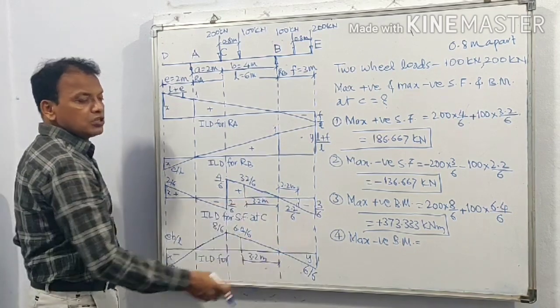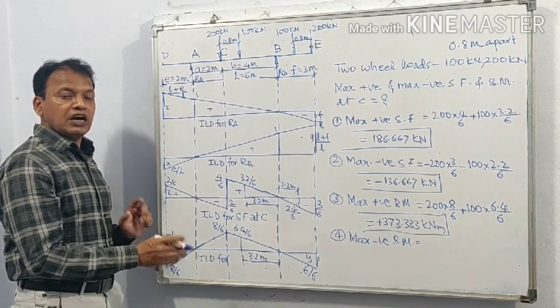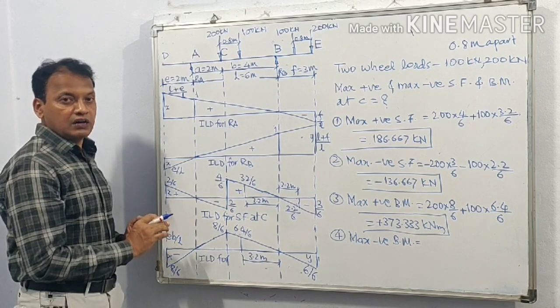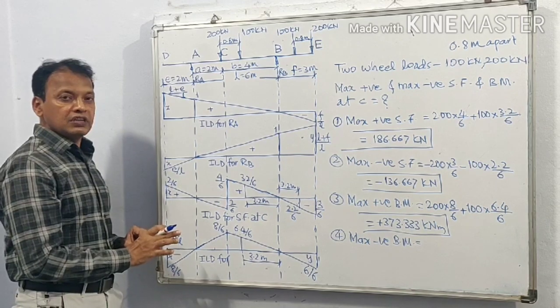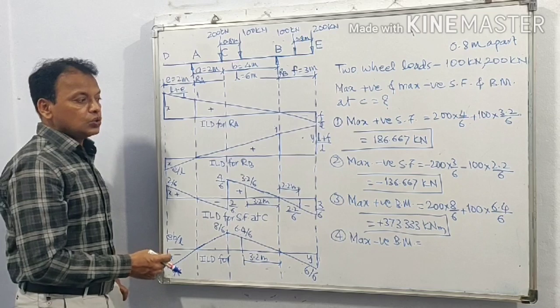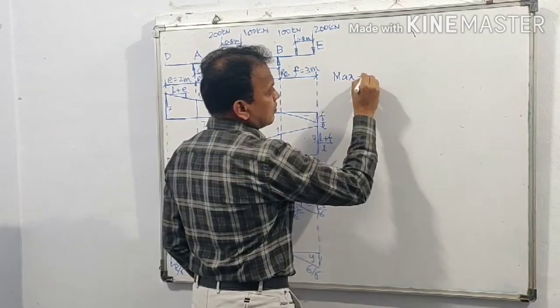Let us consider this position first. Actually, we are verifying, that's why we are calculating for both positions. If you definitely know for which position we will get maximum load, you need not make calculations twice. So let us make calculations for both positions.